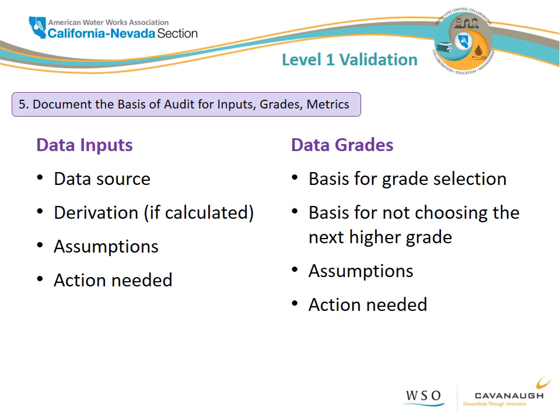Step 5 is rounding out. We're rounding third base here and finishing up the 5 steps of the level 1 validation. Document. What do we document as an outcome of the level 1 validation? Well, for your inputs, document the data source. And I would get as specific as you can.